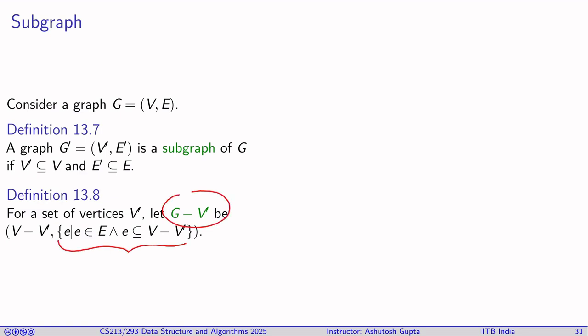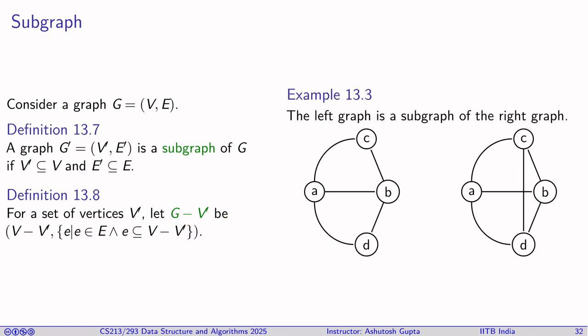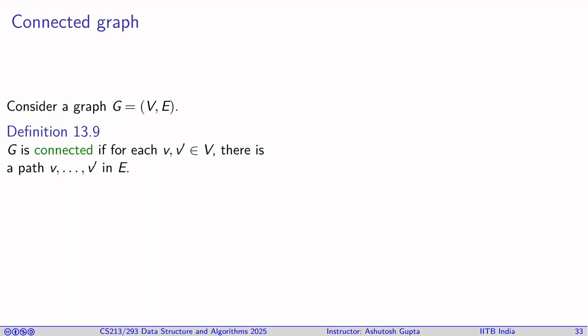Please notice this notation. If you remove some set of nodes, then certain edges may have this situation: half of the edge is still in the graph, another half has been removed. So then we have to remove those edges also. Therefore, we need to write a slightly complicated expression to say that all the edges which are dangling must be removed. Let's consider an example. The left graph is a subgraph of the right graph. Look at this graph, it has one extra edge.